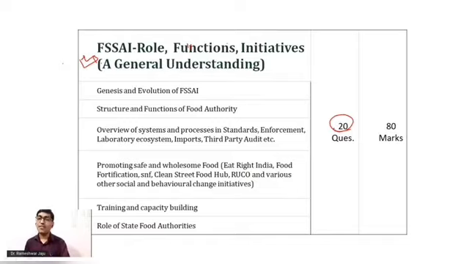of the FSSAI. Fine. With concern to age, I think in the morning we covered the age profile. When we say FSSAI, just ensure these things. With concern to members, it is 62 years, and with concern to the chairperson, 65 years is the age limit. Overview of systems, processes in standards, enforcement, laboratory ecosystem, import, third party audits. All these are nothing but an overview of the Food Authority.